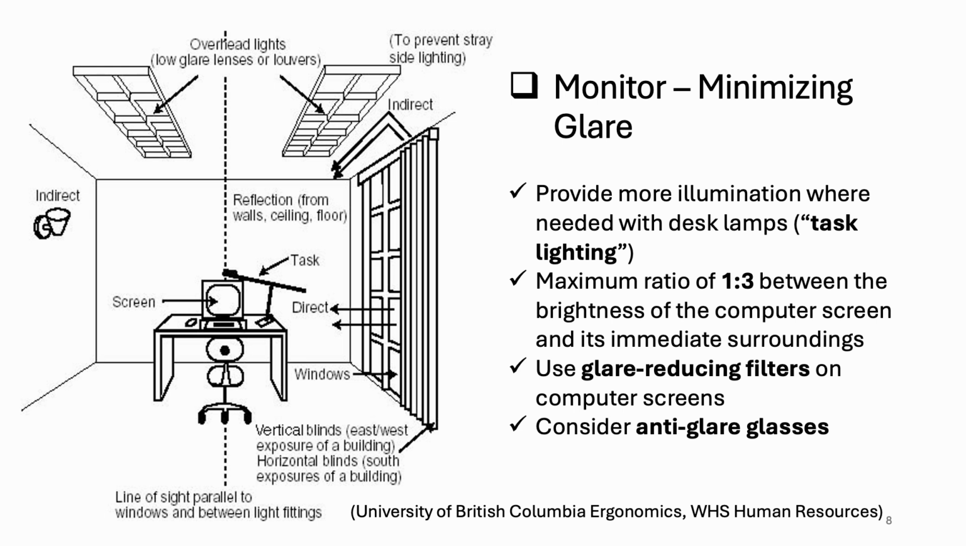A practical way to minimize glare is to adjust the overhead lighting to a lower comfortable level and adding a desk lamp to provide more illumination where needed, as in task lighting. There should be a maximum ratio of 1:3 between the brightness of the computer screen and its immediate surroundings. Finally, if glare is still present, glare-reducing filters on computer screens or anti-glare glasses can be used.